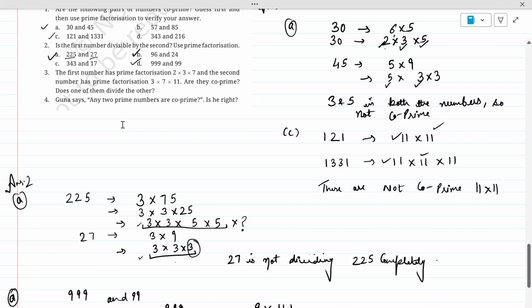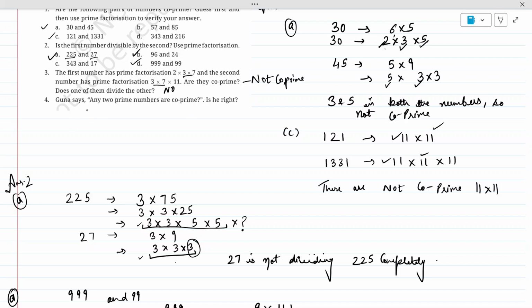Are they co-prime? Since here, kids, 3 and 7 are present in both, that means they are not co-prime, right? Because we have two factors except one which are common. Does one of them divide the other? If we see here, we do not have all the factors of one number completely present in the other. Here 2 is missing and here 11 is missing. So the answer is no, because all the factors of one number are not present in the other number.